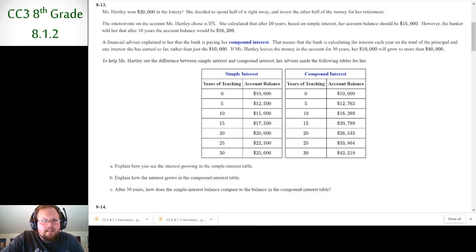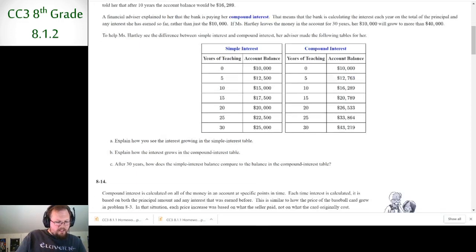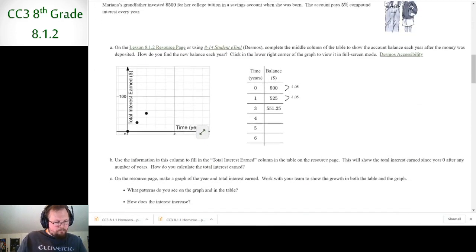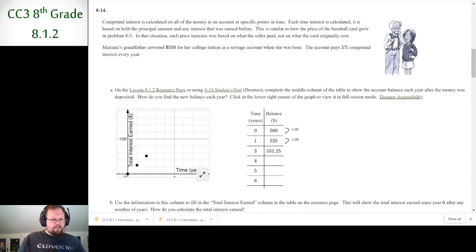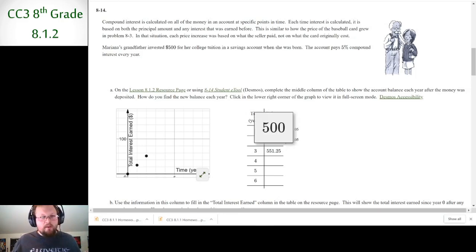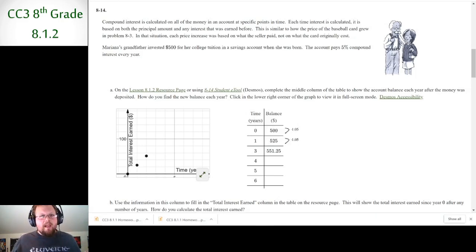The idea is that compound interest is going to grow by more and more each time you do it. We're going to look at some of these examples. Specifically, somebody started with $500. That's their initial principal value, what's listed right there on the table. And then it says the account pays 5% compound interest every year.